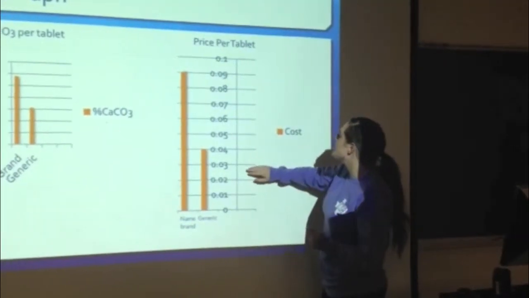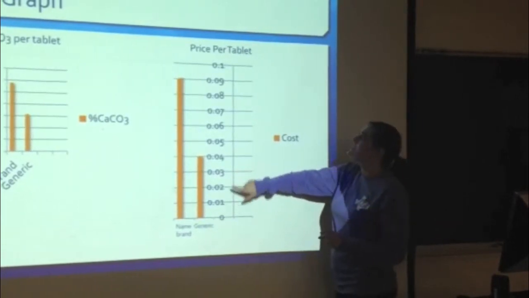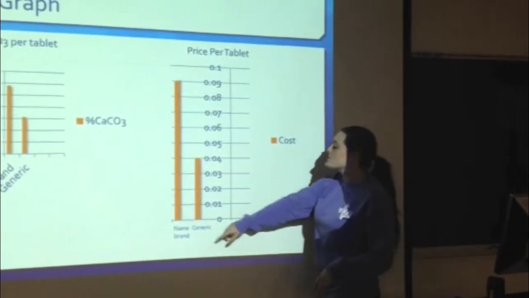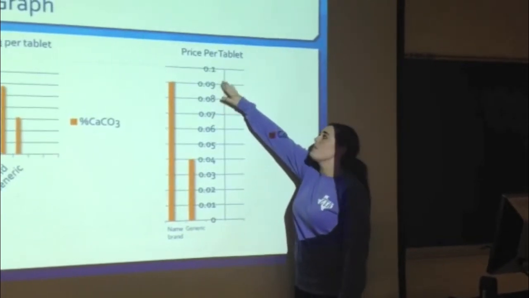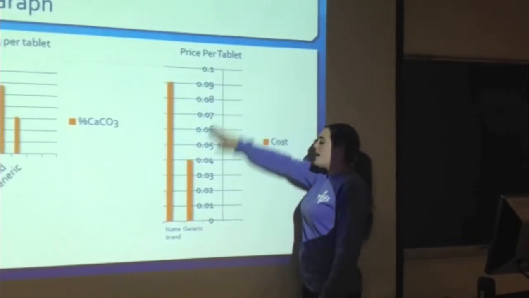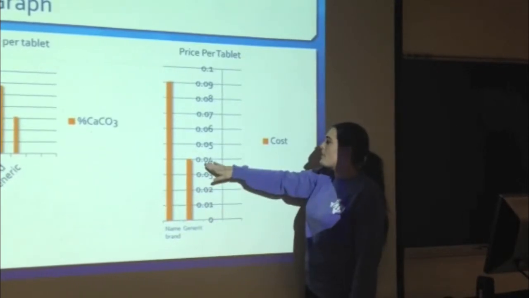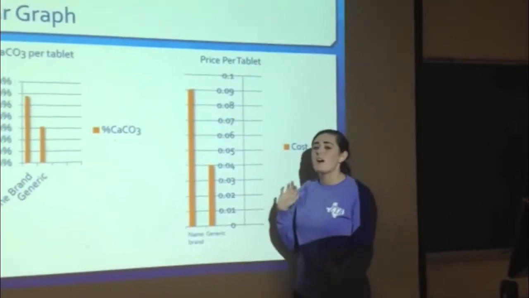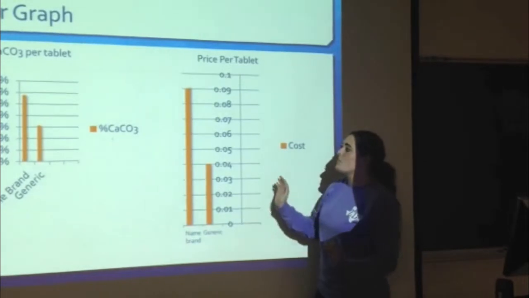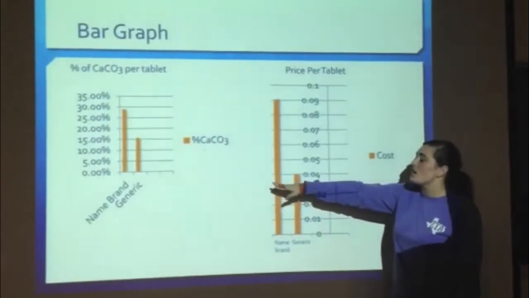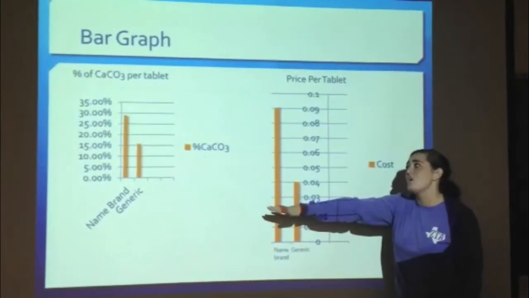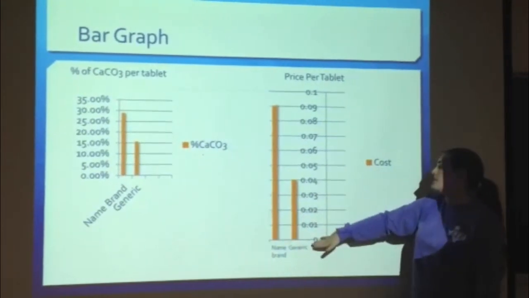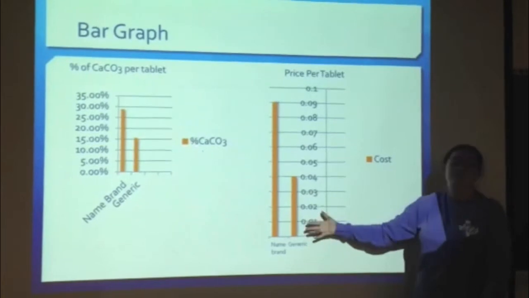Okay, looking at this chart, this is the price per tablet. As you can see, the name brand went up to about 9 cents. The overall was 10 cents. And then the generic went up to about 4 cents, leaving about a 5 cents difference. So even with the name brand having a higher percentage of the calcium carbonate, it is more expensive than the generic, which does not have as much of a percentage but is more cost efficient.